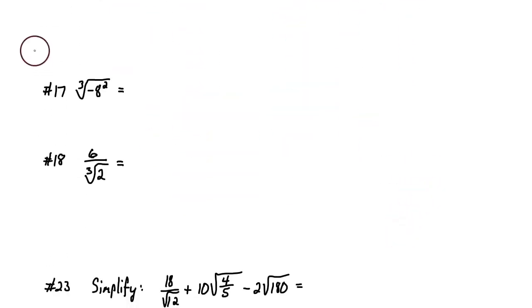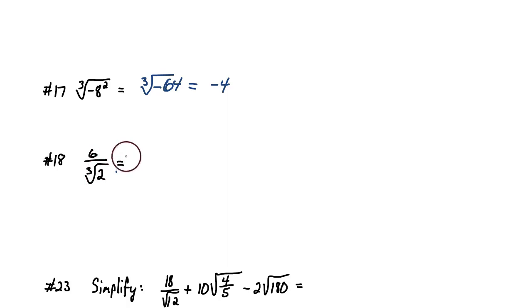Number 17, we're asked to simplify this. Inside the radical, we can replace 8 squared with 64. And now let's get the cube root of negative 64. What number to the third power makes negative 64? It's negative 4.